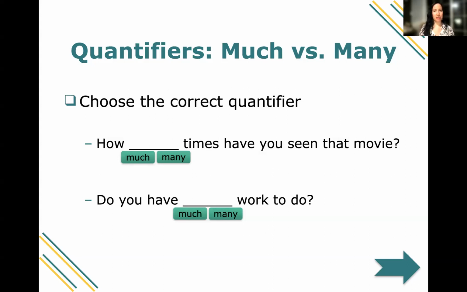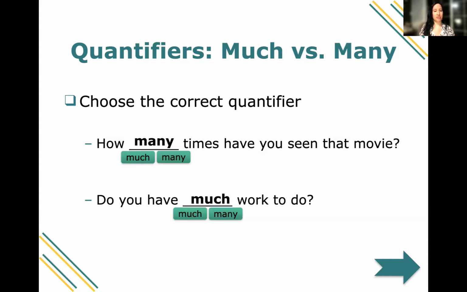Quantifiers. Remember much versus many? So let's choose the correct quantifier. How much times have you seen that movie? Or is it how many times have you seen that movie? How many times have you seen that movie? Do you have much work to do? Or do you have many work to do?